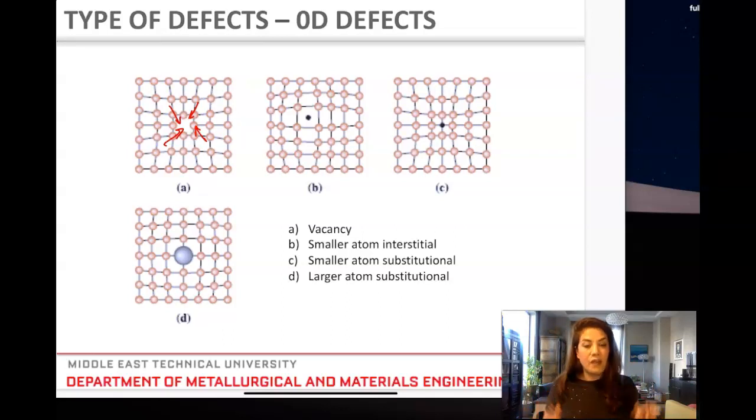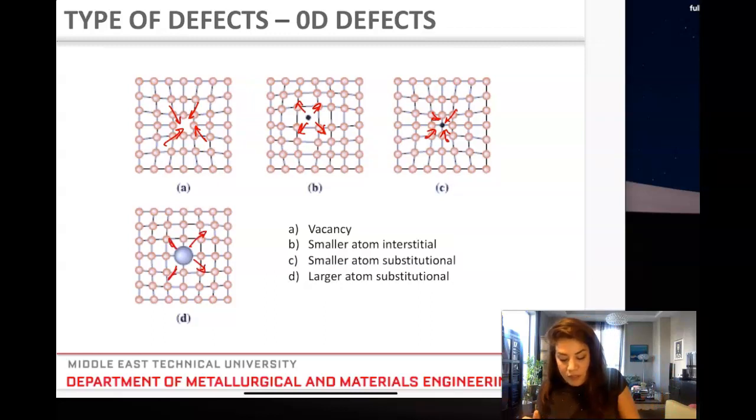On the other hand, if we have an interstitial atom in between the lattice points, that exerts a force outward. So compressive or tensile strain is created around these zero-dimensional defects. Similarly, based on the atomic size in substitutional defects, we have a force either toward that defect or outward from that defect, hence compressive or tensile strain created in the material.